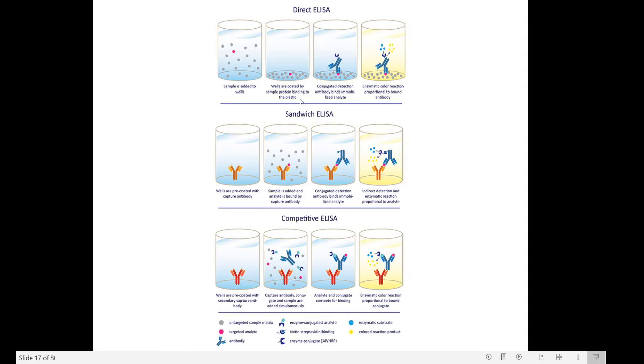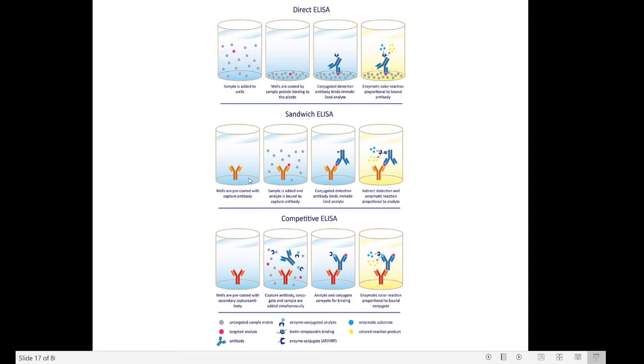In each and every step, washing is a very important thing in the sandwich ELISA. In the direct method, you just add the antigen sample, then add the antibody, then add the substrate. That's all, no need to do the washing. But in sandwich ELISA, washing is an important step.